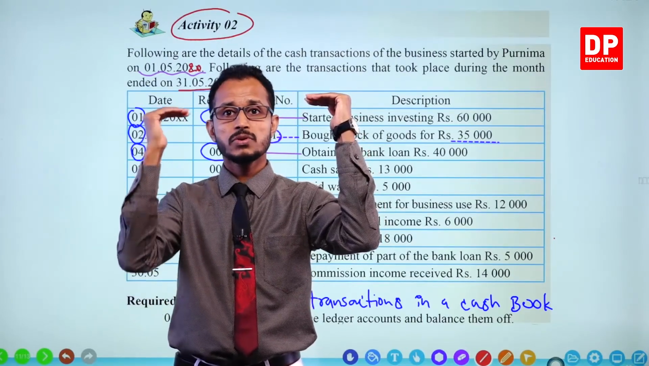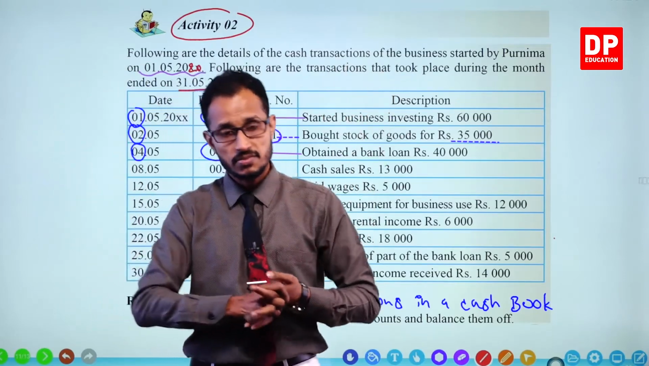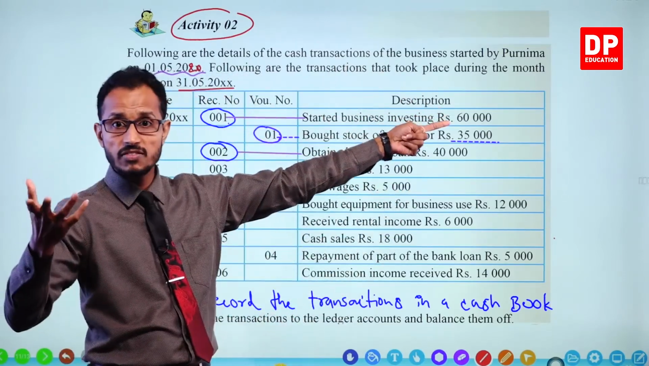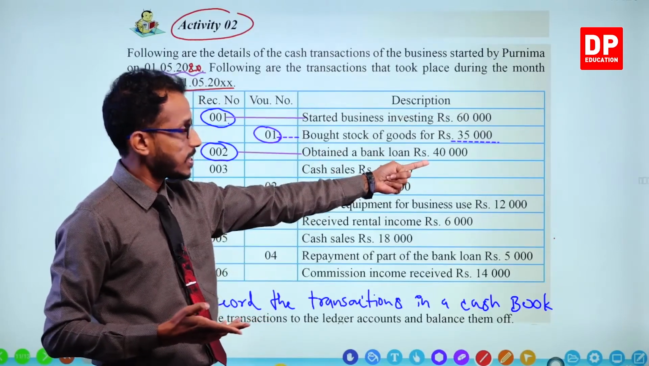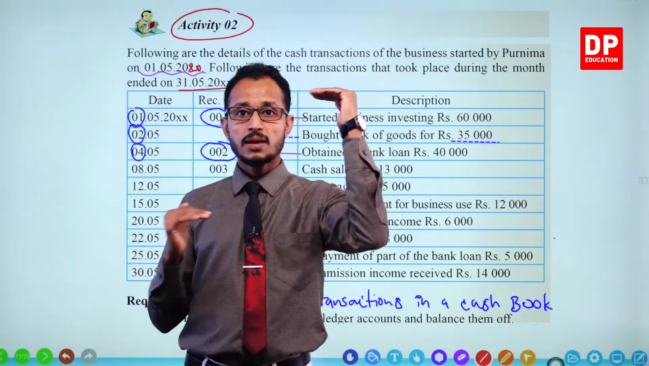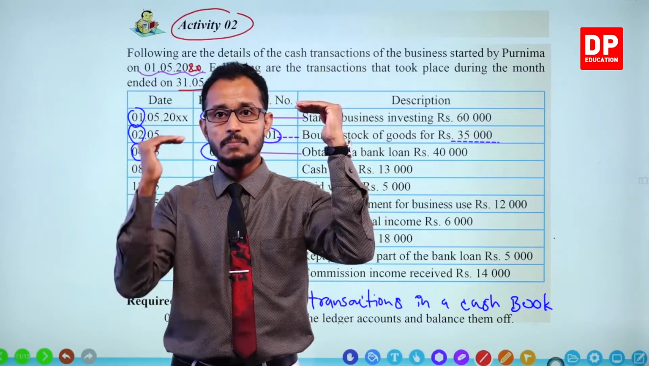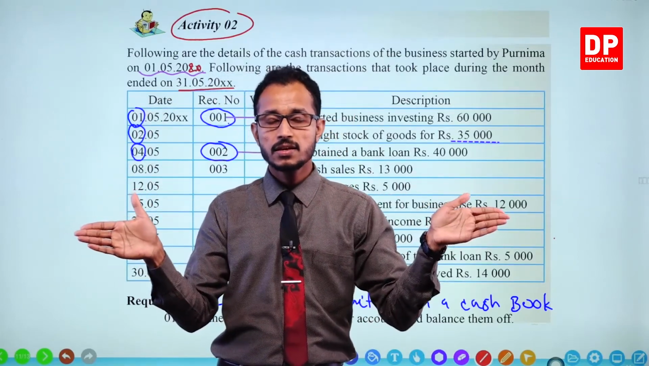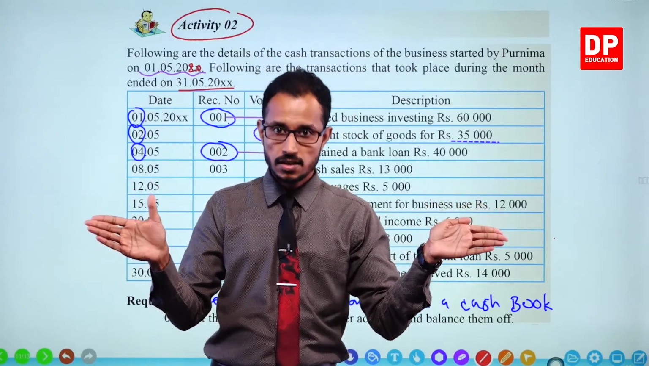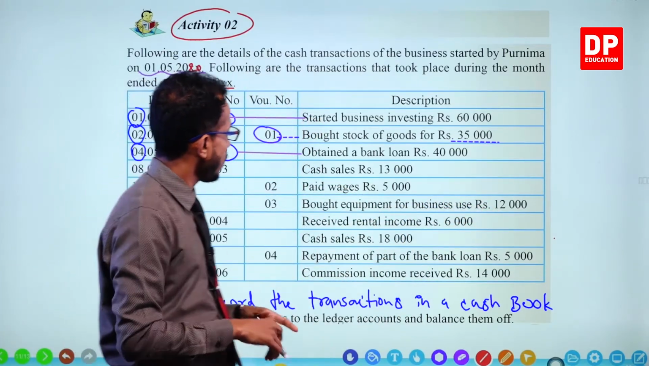So liability also increases. Before, in this business, we did not have any liabilities. Now this is a liability, taking a bank loan. That is why the liability also increases. Cash increase, debit. Liability, bank loan increase, credit. Cash debit, bank loan credit.